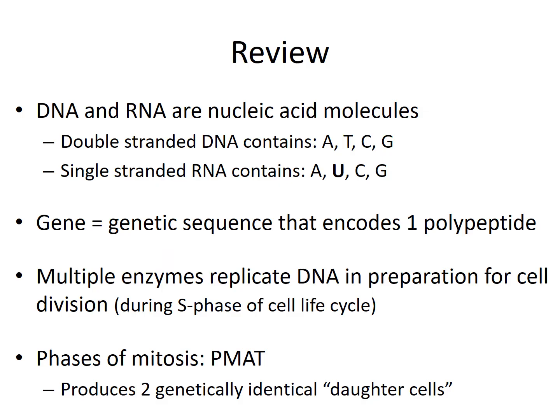All right, so in this whirlwind discussion of nucleic acids, DNA replication, and mitosis, you learned to compare and contrast DNA and RNA. You learned that DNA is double-stranded while RNA is single-stranded. You learned that the DNA monomers include A's, T's, C's, and G's, while in RNA there are U's, uracil, instead of T, thymine. You learned to define gene as a genetic sequence that encodes one polypeptide. Genes can be contained on DNA and also RNA.